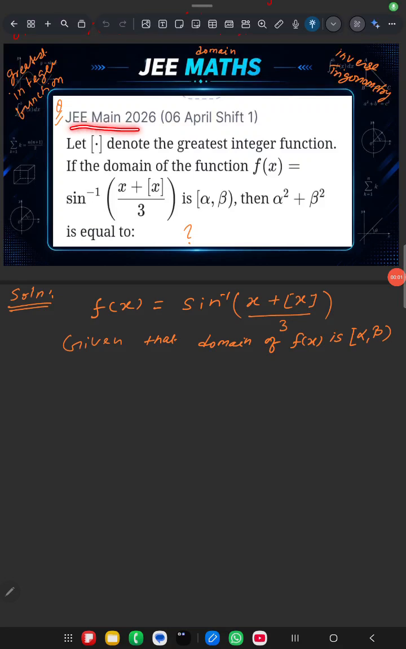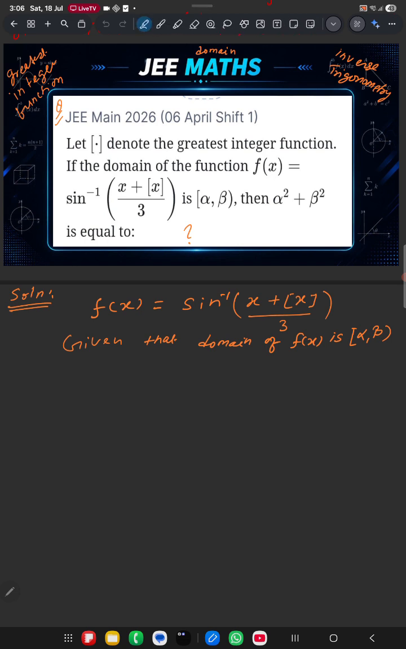This is a question from JEE Main 2026. Let the symbol [·] denote the greatest integer function, and if the domain of the function f(x) = sin inverse of ([x] + [x]/3) is [alpha, beta), which shows that alpha is included and beta is not included, then alpha square plus beta square is what? So let us see how to solve this.